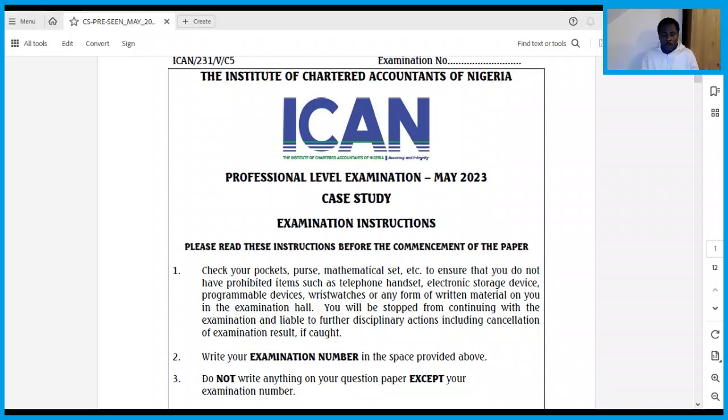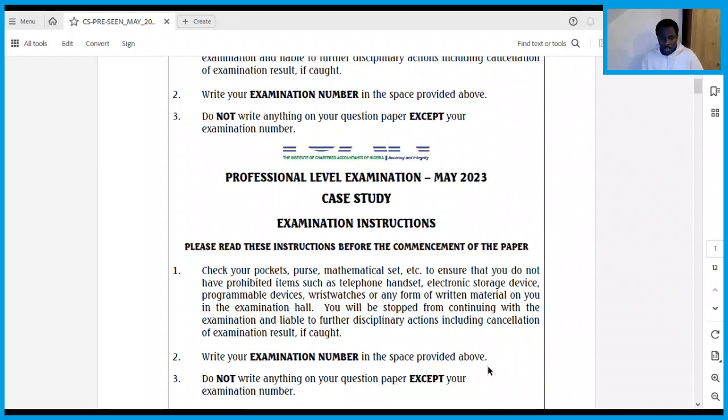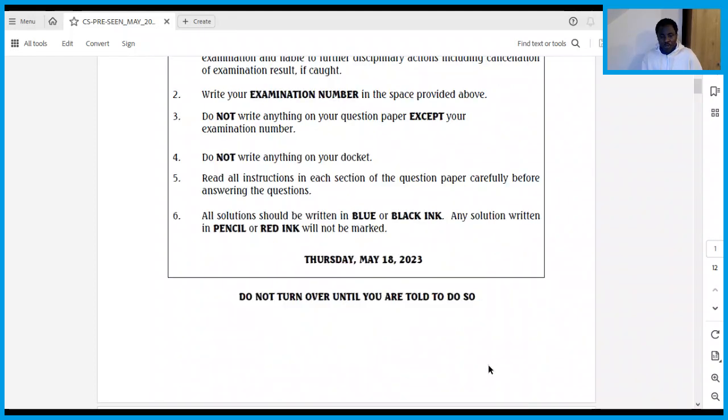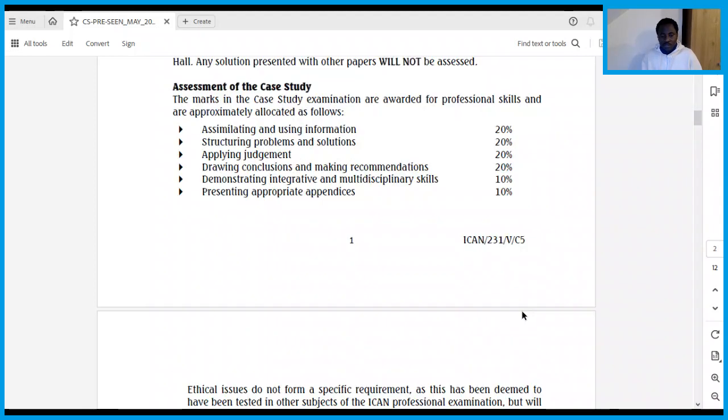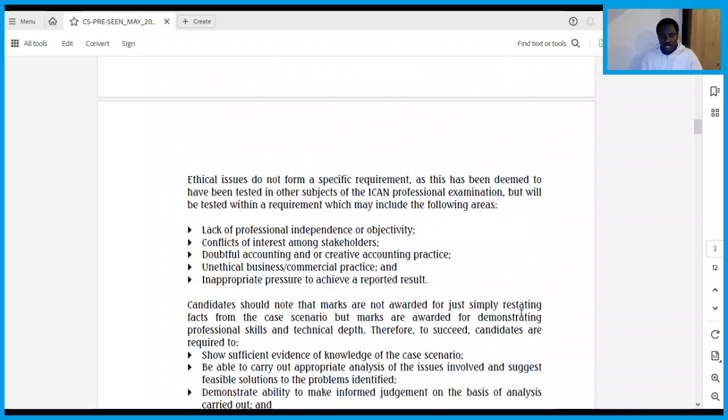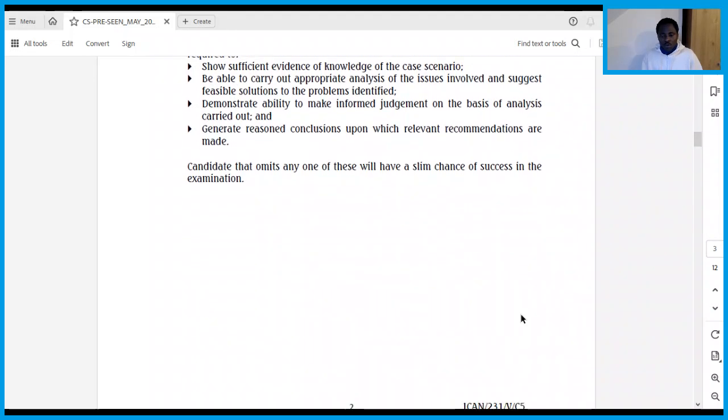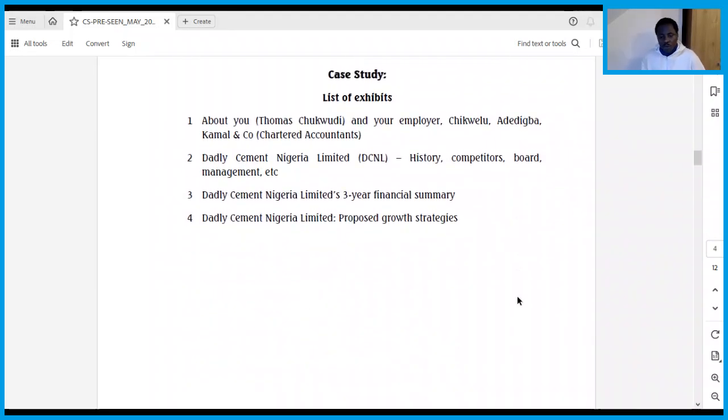So this is the question, and I will scroll and pinpoint some areas that I've highlighted so that we will not waste our time on question review. We go straight to the guide as to likely questions and areas you should quickly prepare more for.